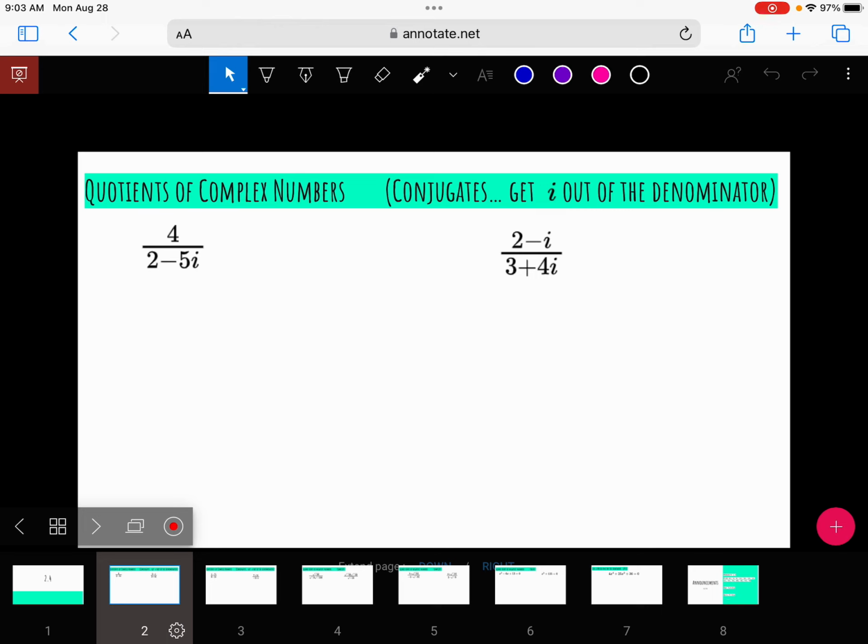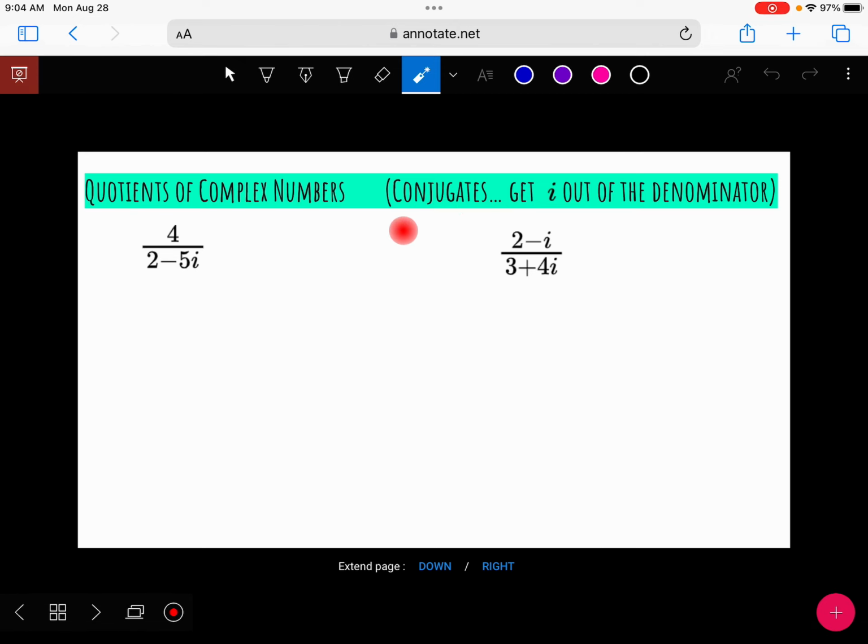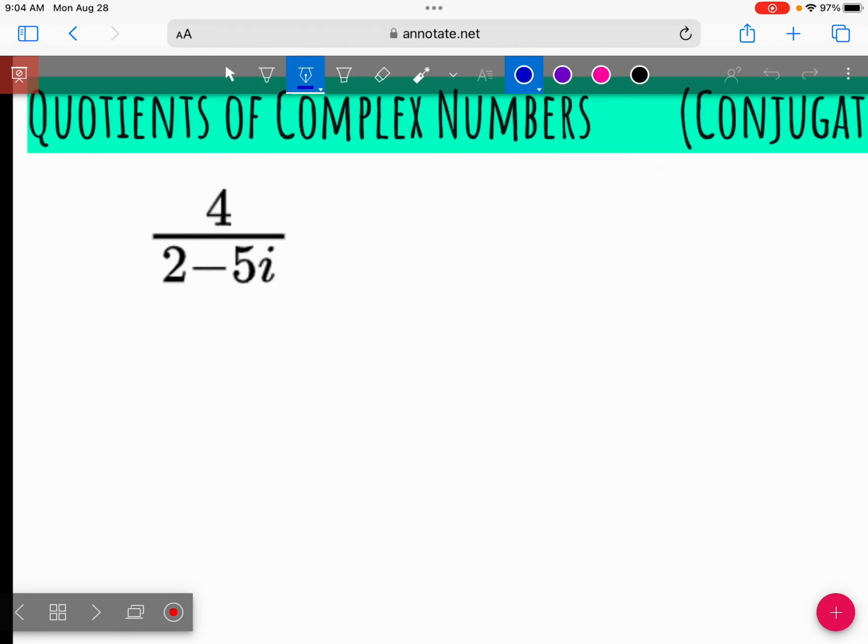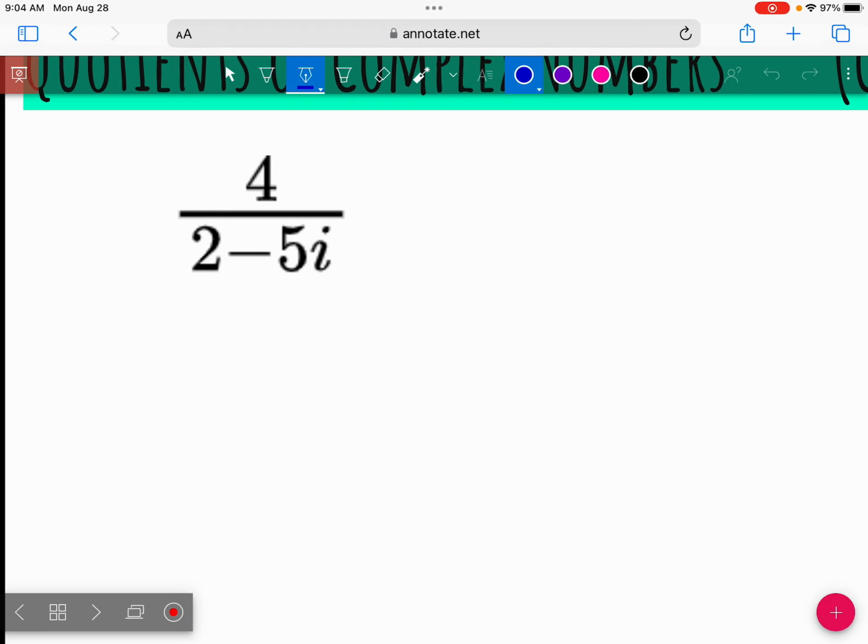So when we are dividing with i, it's in these quotients. This is a word we're familiar with, the conjugate. We used that when we were rationalizing a little bit ago. So I'm going to bring it in here. We've got 4 over 2 minus 5i.